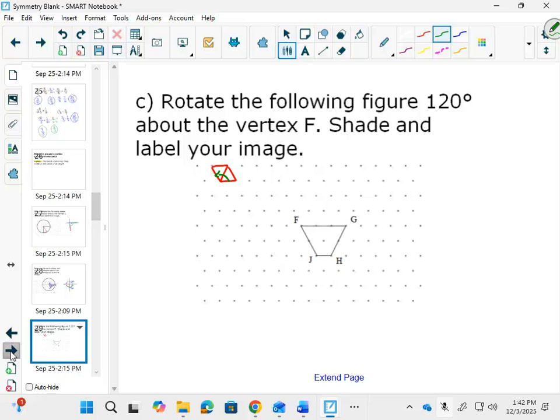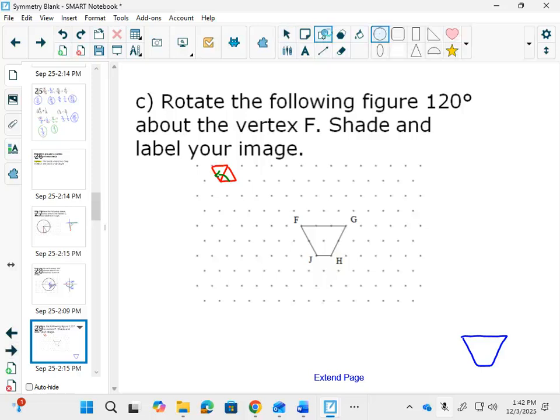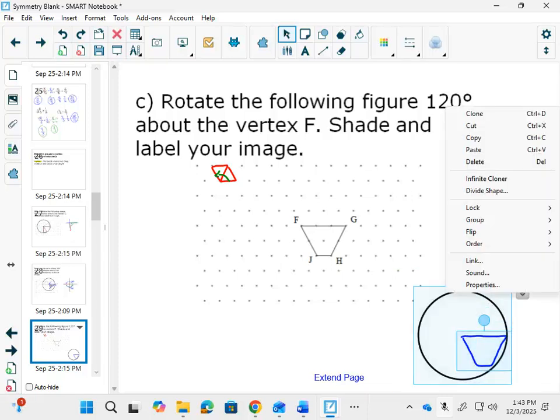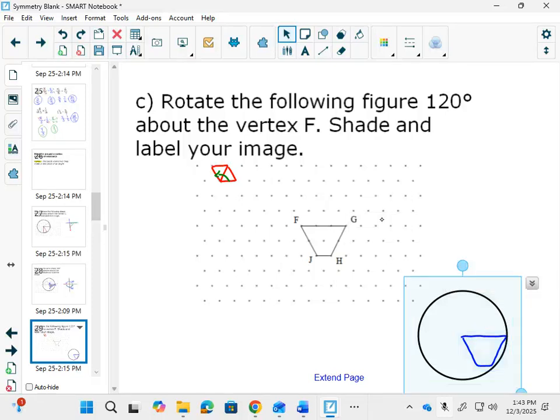Two triangles. Okay. So I would have my tracing paper. I'm going to just trace over top of this. And I want vertex F, so that's the top corner. I'm going to take my circle out. Go in there, big enough. Group those together. Technically, if I didn't want the circle, I could make my circle in white, and then you wouldn't see it.